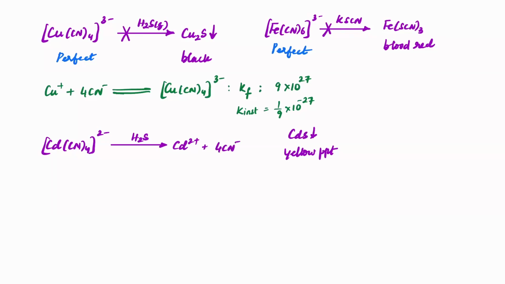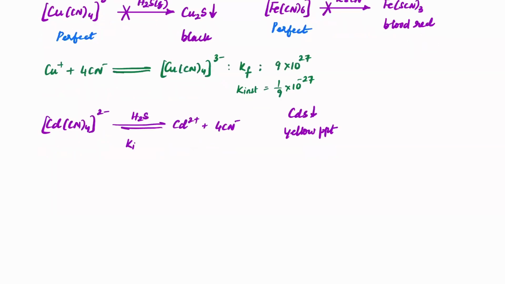So, of course, the equilibrium still lies in the backward direction, but yet the K instability constant this time, if you compare it, is 4 into 10 raised to the power of minus 7, which is not that bad. That means a small concentration of cadmium 2 plus and cyanide minus will be present, and it is showcasing that if you are treating this with H2S, we are able to get CdS precipitate formation. Hence, this will be an imperfect complex.